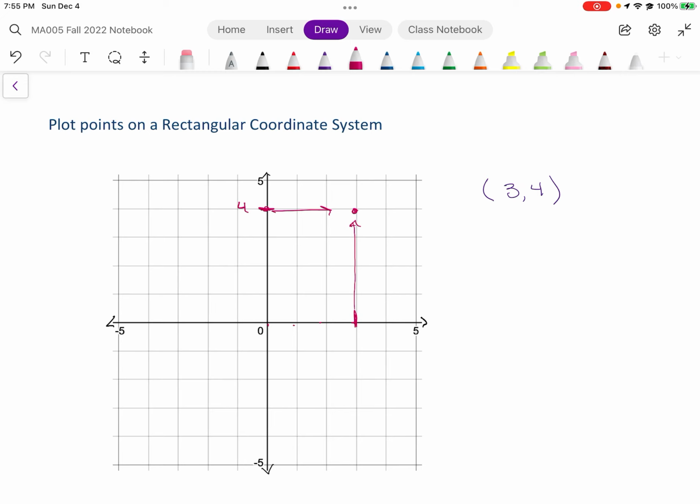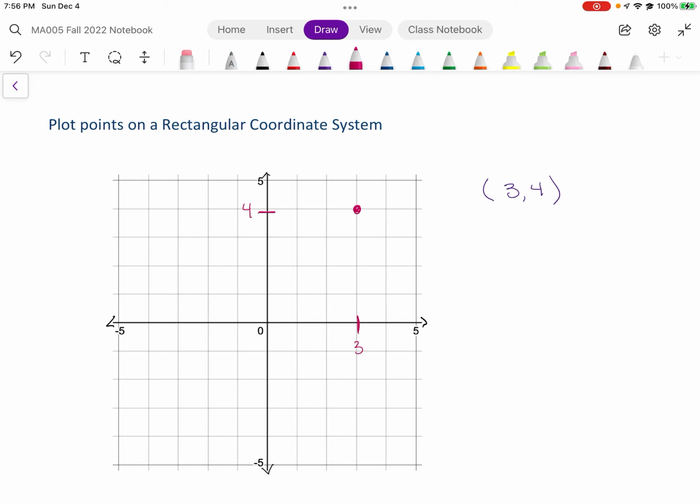Different people have been taught in different ways in different places, so however you want to do it. The first way is generally how I have learned to do it. So I'm going to go over 3, and then up 4, and that's my point 3, 4. Where it ends up is here is my 3 and here is my 4.